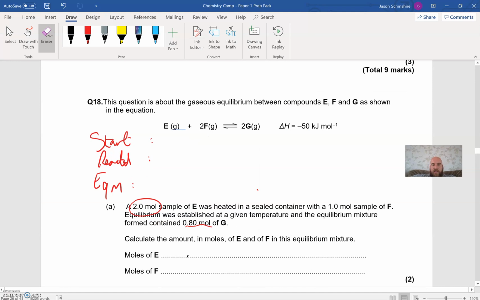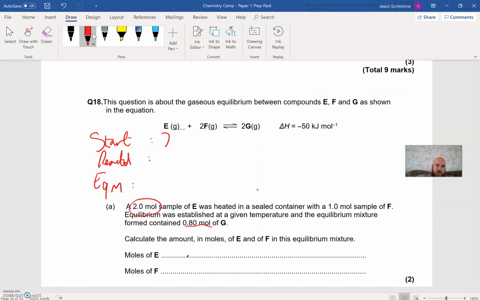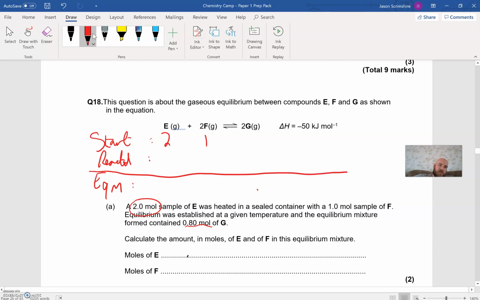How do we go about doing this? Well, it tells us at the start we've got 2 moles of E, and we've got 1 mole of F. And then at equilibrium, it tells us we've got 0.8 moles of G. So I need to know exactly how much E and F has reacted to know how much E and F is left at equilibrium.